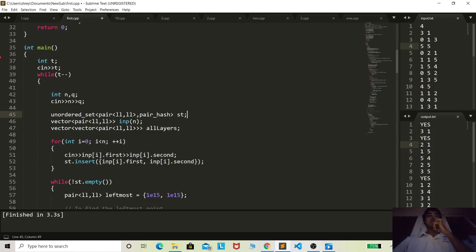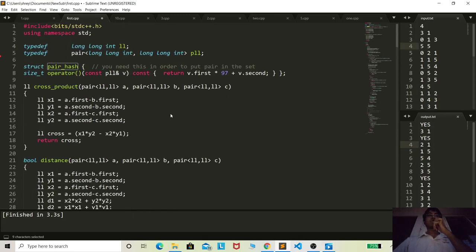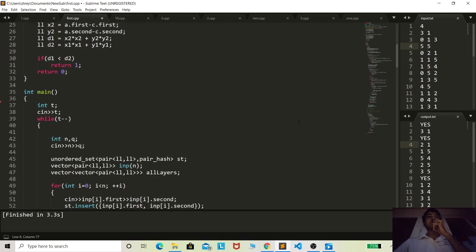And since unordered set does not support the data type of pairs, we need to include another function called pair hash. The purpose of this function is that in order to put the pair in the set, we need to use it. Otherwise, without this, it doesn't support. And this function is easily available on Google, so anyone can access it.